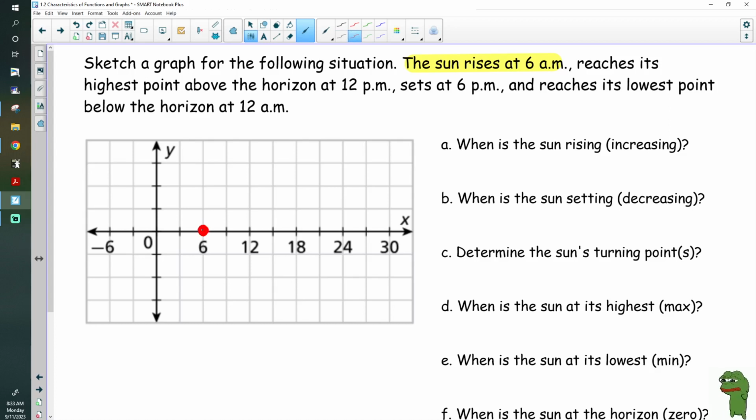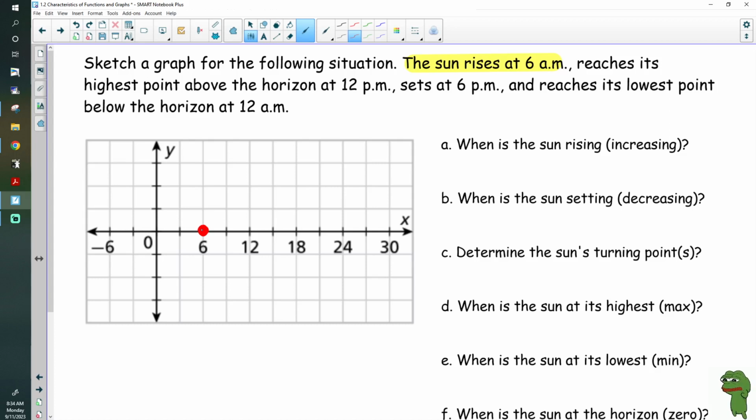Why isn't it above or below? Why would we put it right there? Because that's when the sun rises. What could you think of this x-axis as being? The x-axis represents time. The y-axis, what's it going to represent? The height of the sun. And when the sun is just rising, it's like a point on the x-axis. It's like just barely coming above the ground. So this is our start.